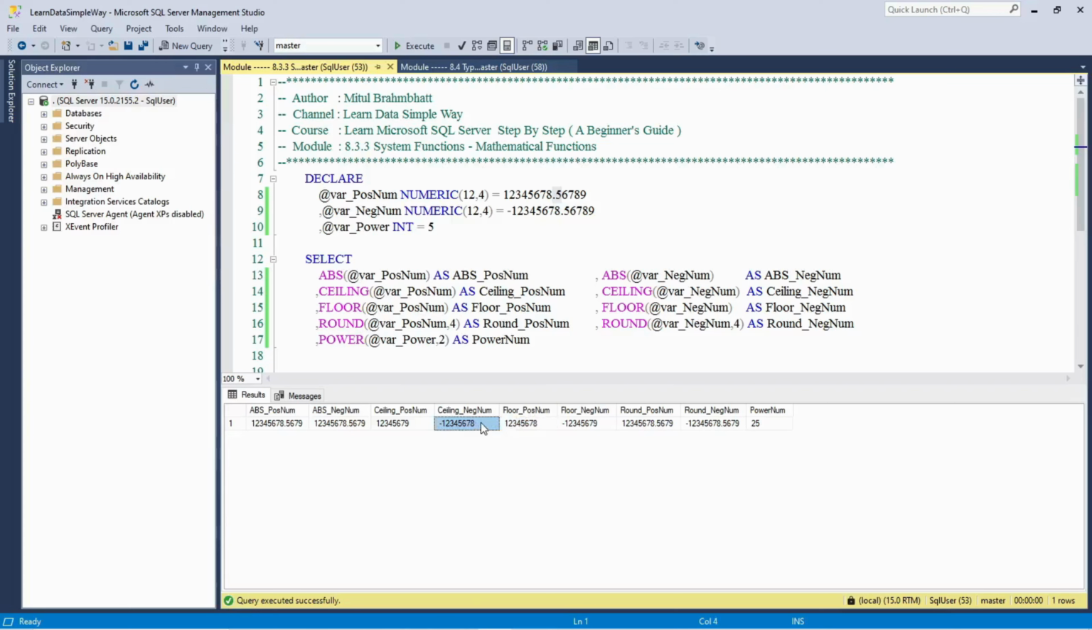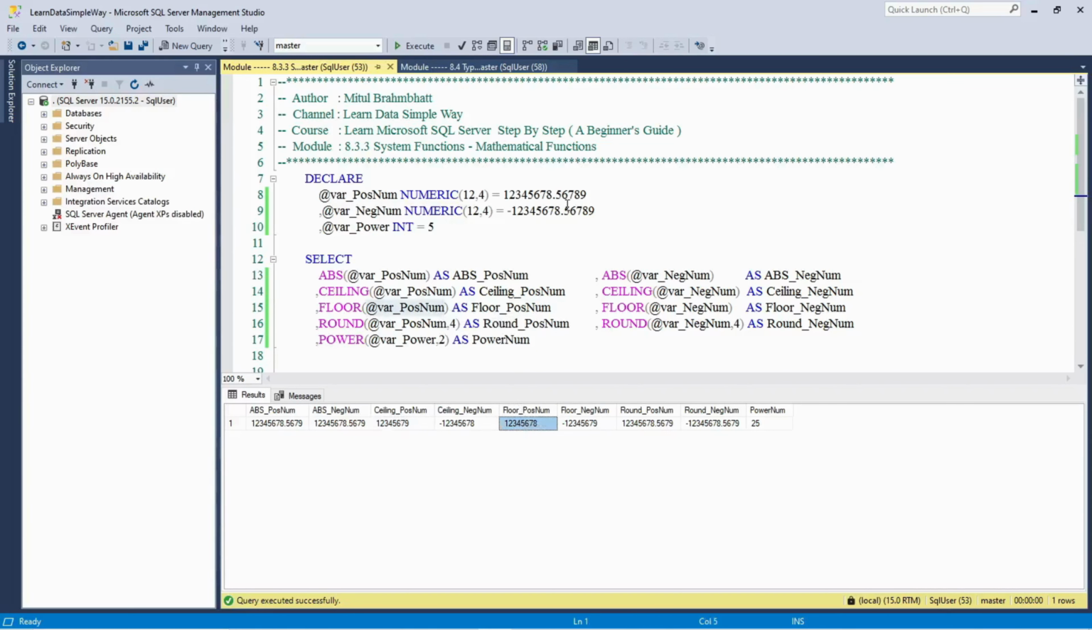See, the floor function has given you the same result as it has for the negative number here. Only the sign difference is there. So consider that if it is a negative number, then it will work like a floor function. And if it is a positive value, then it will work like a ceiling function, meaning the higher number. Okay.